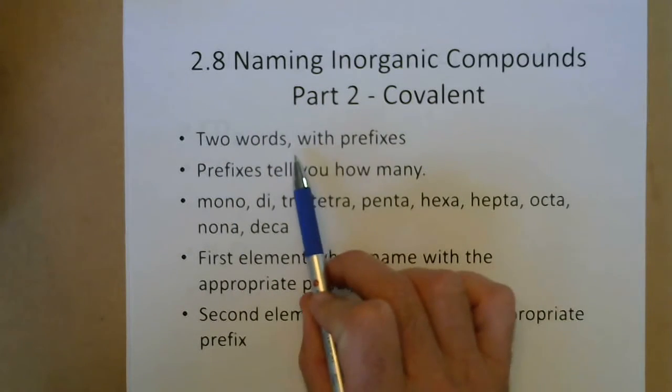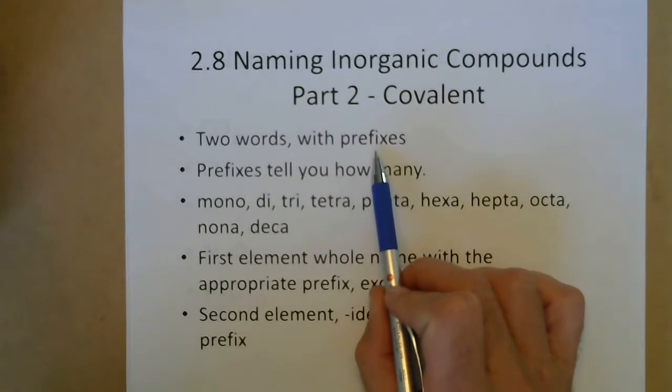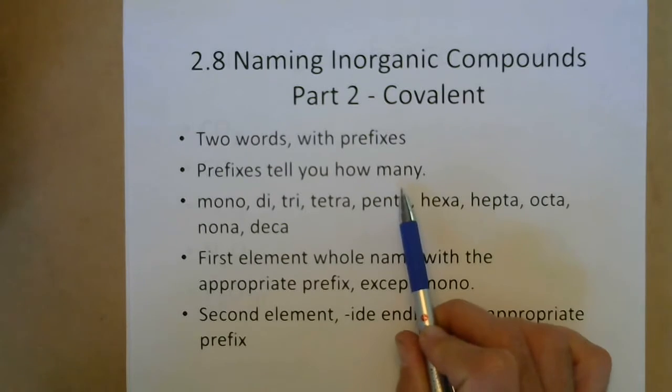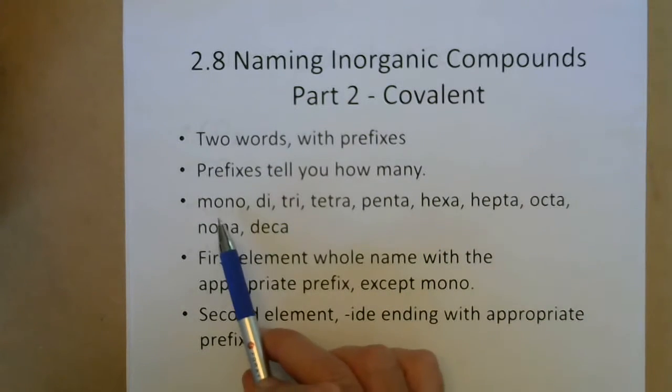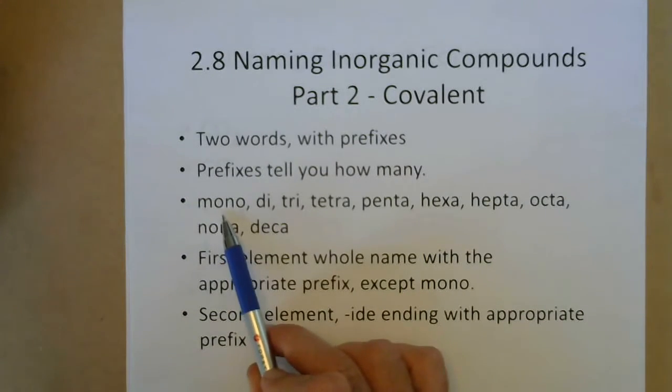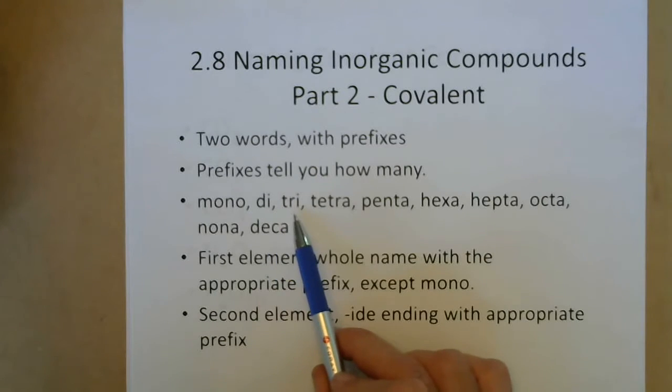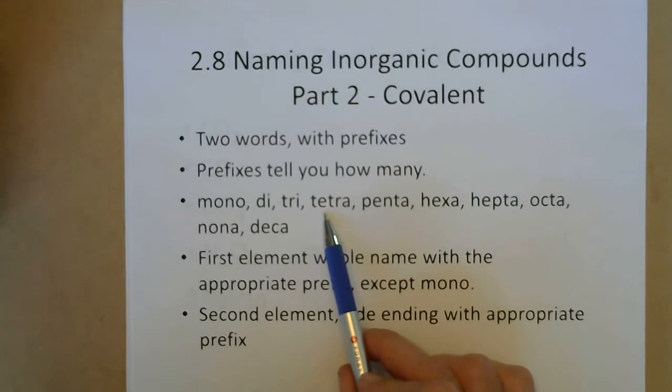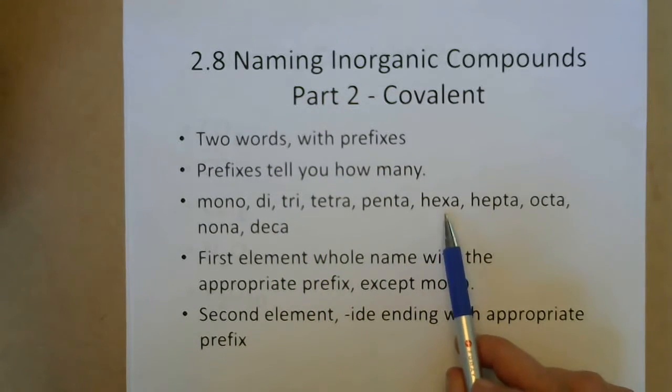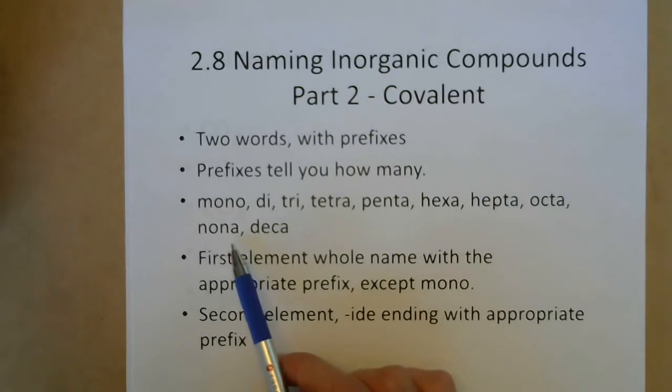You're going to have two words, and they're going to be using prefixes. And the prefixes will tell us how many we have. So the prefixes are mono, if you have only one, di for two, tri for three, tetra, penta, hexa, hepta, octa, nona, and deca. So you need to remember those, and that'll tell you how many of that particular element there are.